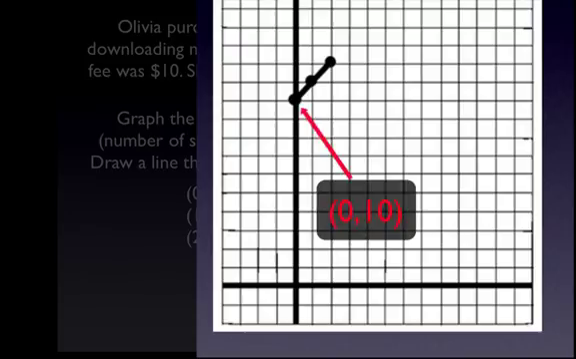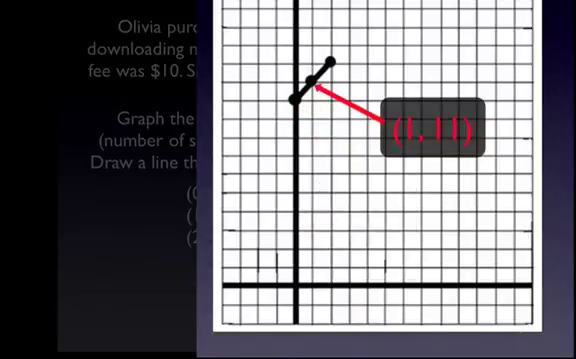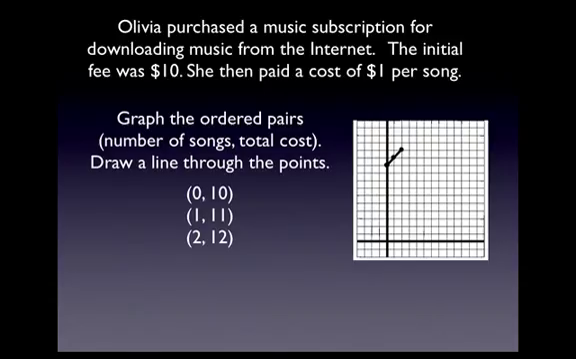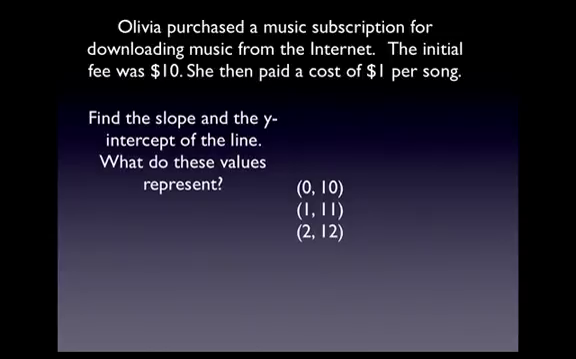Well, we've got our 0, 10, so we go over 0 and go straight up vertically to 10, and that's our first point. Then when we go over 1 and up 1, we have our 1, 11, and then for 2, 12, we go over 1 and up 1 once again. So we can see that over in the graph on the right-hand side. So now, find the slope and the y-intercept of the line. And what do these values represent?